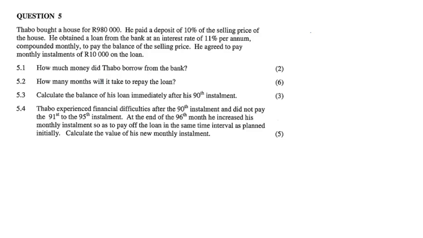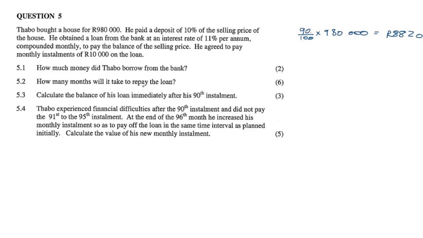So question 1, how much money did Thabo borrow from the bank? He paid a 10% deposit, and so that means that he needs to borrow 90%. So the easiest way to do this is just to say 90% of 980,000, and that will spit out the amount that he's going to need to borrow. So that's the loan for our question.